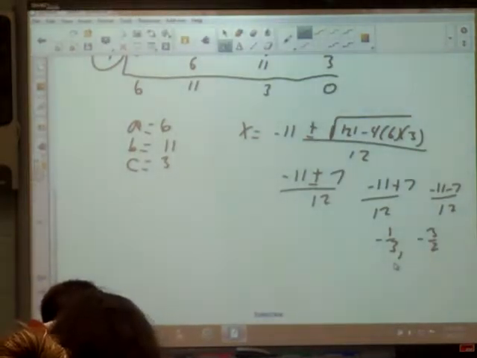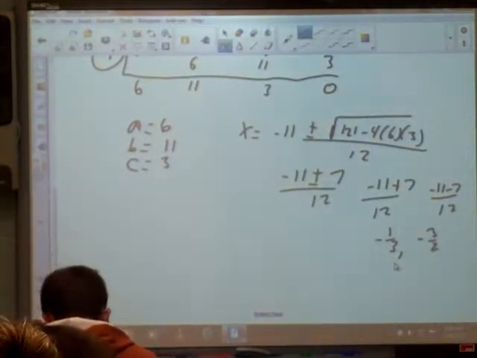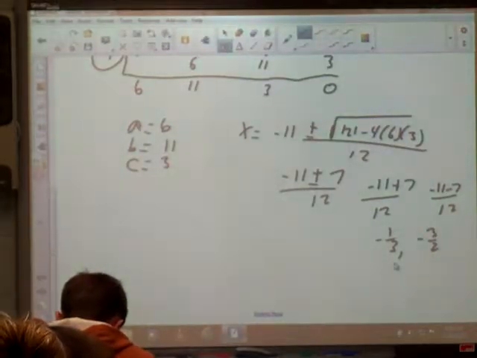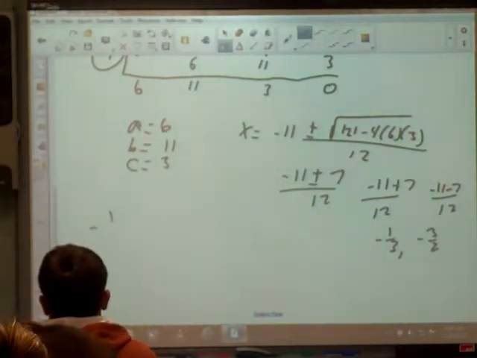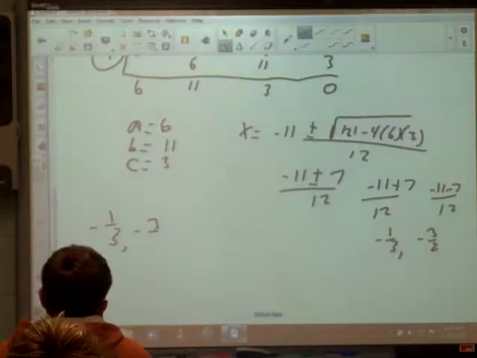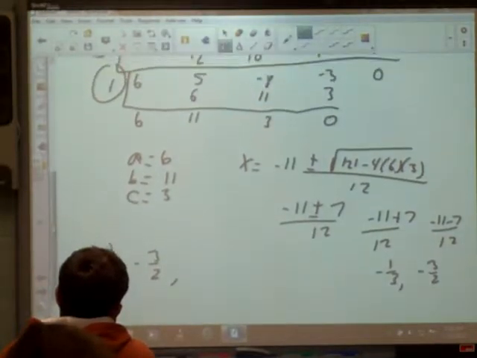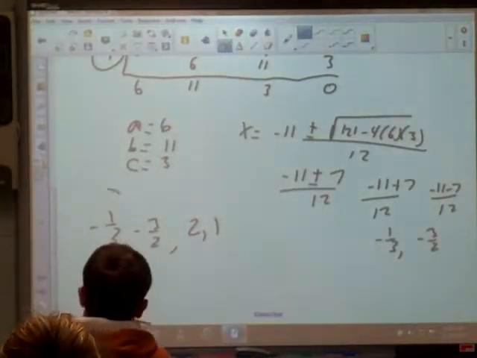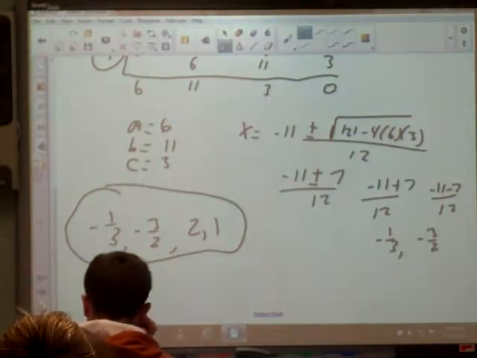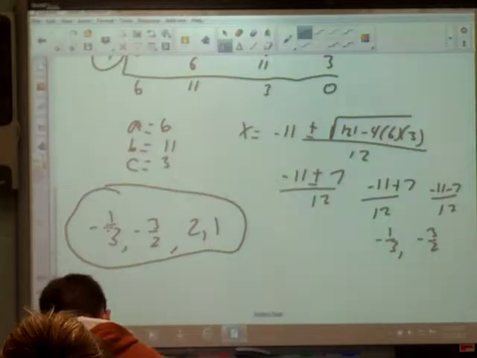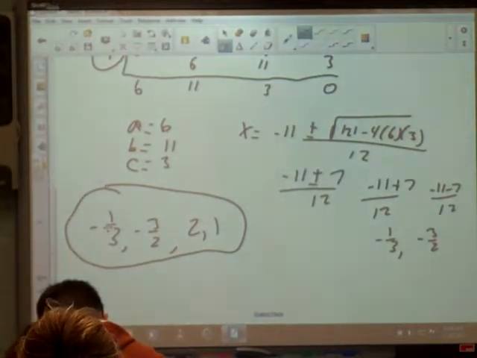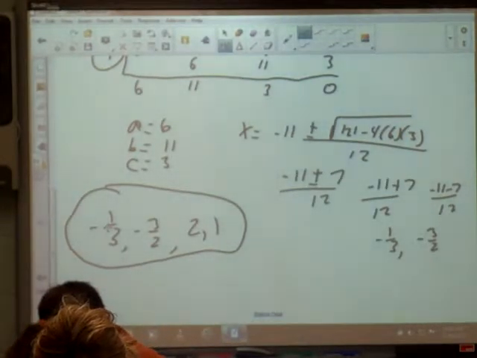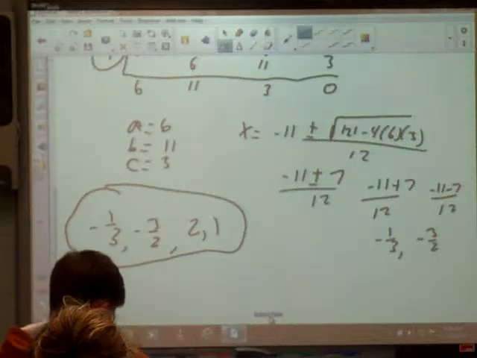Alright, so the question originally asked for the zeros. So right here we got negative 1/3 and negative 3 halves. And then from y'all's good guess and check up there, we got 2 and 1. When it just asks for the zeros, that's it, you're done. But other things they could ask for are the factors. So just make sure you read the question and know what they ask for. It's not difficult, but a lot of people will screw up on it just because they didn't read the question.